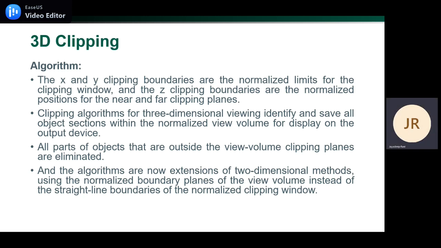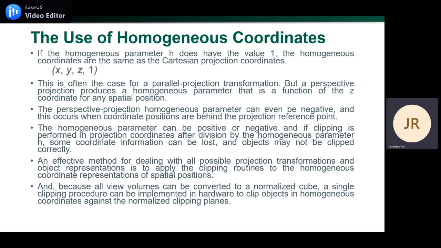Clipping algorithms for three-dimensional viewing identify and save all the object sections within the normalized view volume for display on the output device. The algorithms are now extensions of two-dimensional methods, using normalized boundary planes of a view volume instead of straight line boundaries of a normalized clipping window. The normalizing strategy basically makes the clipping efficient. So that's all for the 3D clipping algorithm.